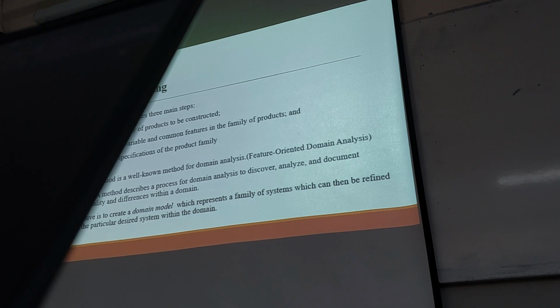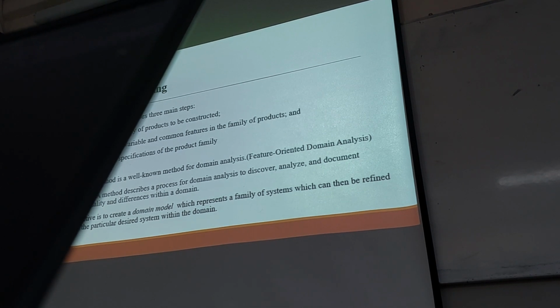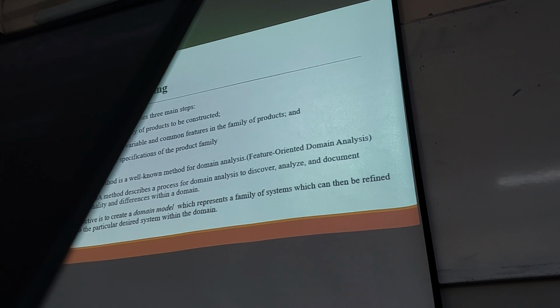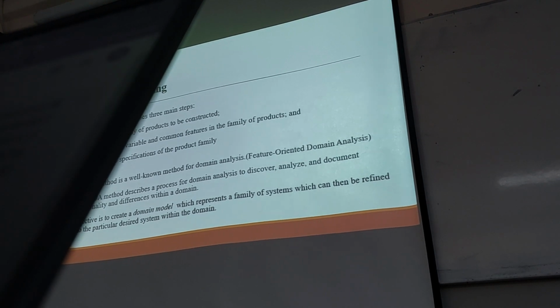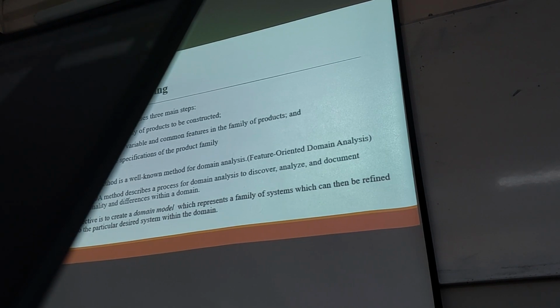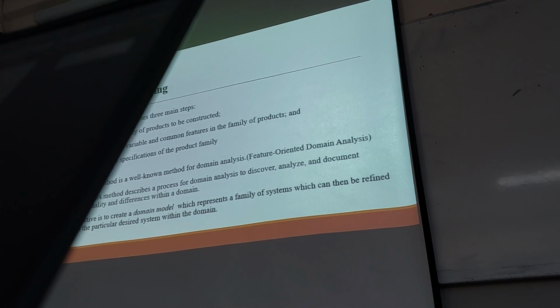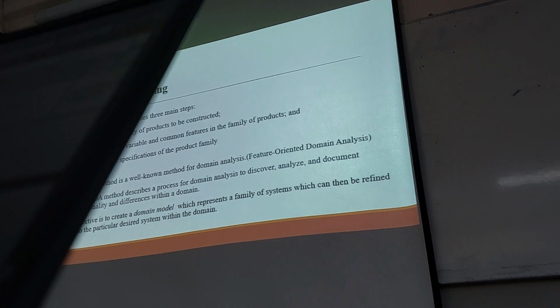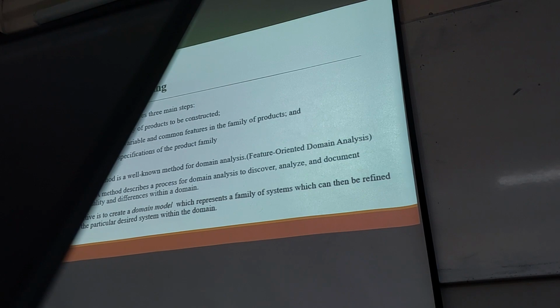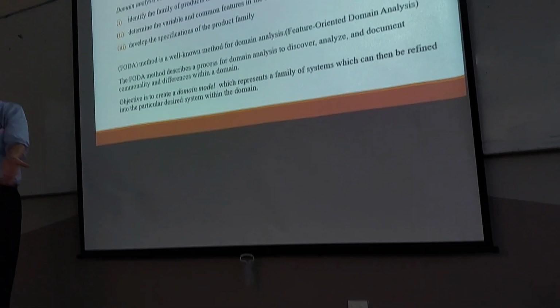Third, develop the specification. Identify the specification for the product family. One of the methods used here is the FODA method, a features-oriented domain analysis. We can use it for this purpose. This is a method that describes the process for domain analysis, to come out with the domain model. This domain model is used to represent the family of products, the entire family of the system.